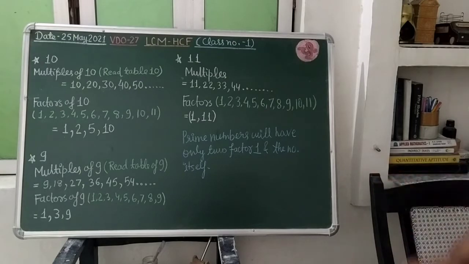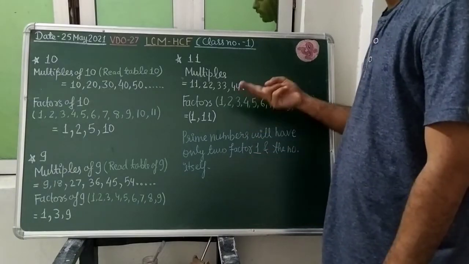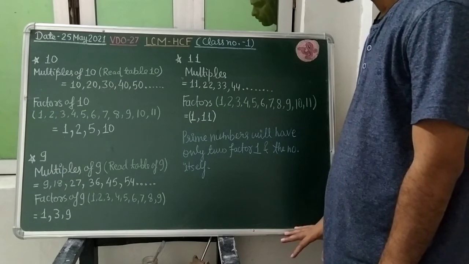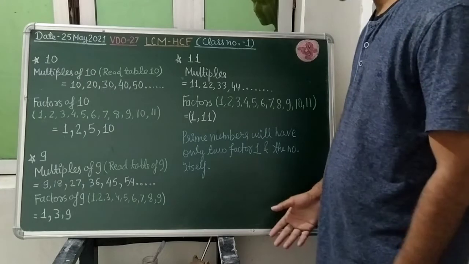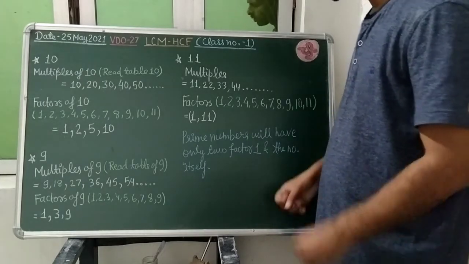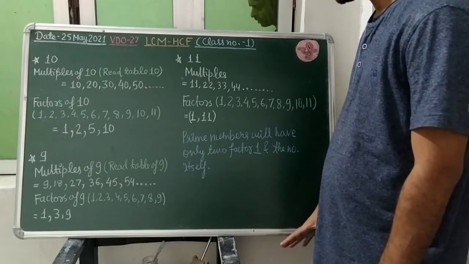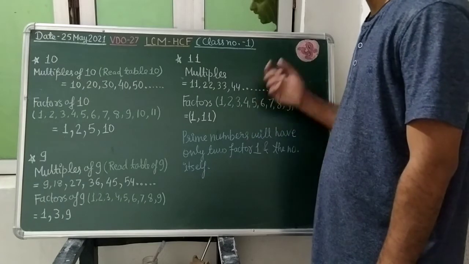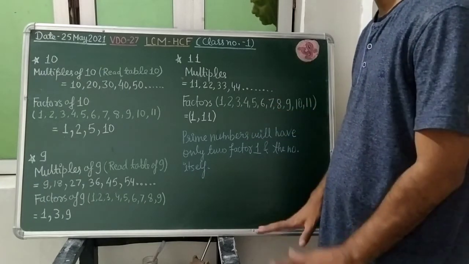Please try to understand, otherwise you can make your mind that a prime number will have only two factors, 1 and itself. Okay, and the boys and girls who are not getting this now, you can leave. It is not your cup of tea. It is the language of math. If you are not getting it, I'm not saying anything to you. You can leave.